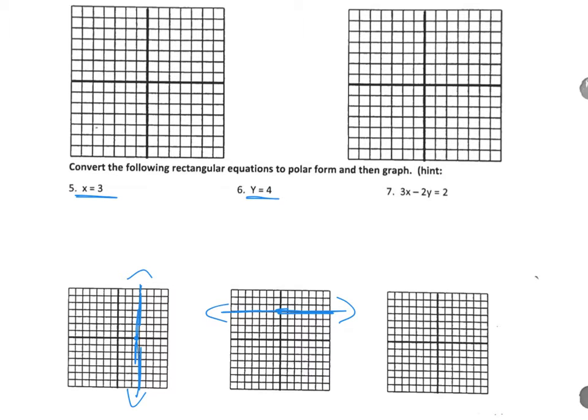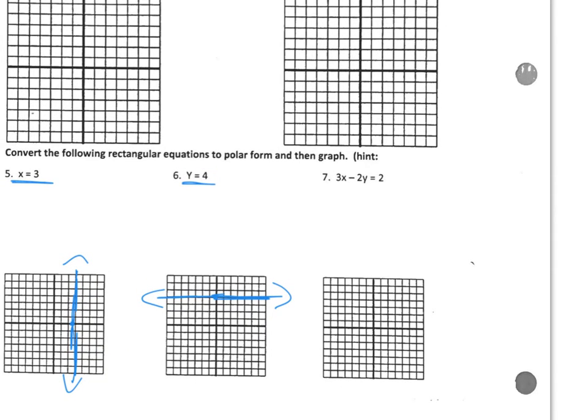For 7, probably the easiest way is to get it in slope-intercept form. If you get y by itself, you're going to get negative 3 over negative 2. They cancel out. Your slope's going to be 3 over 2. 2 divided by negative 2 is negative 1. Negative 1 is the y-intercept.